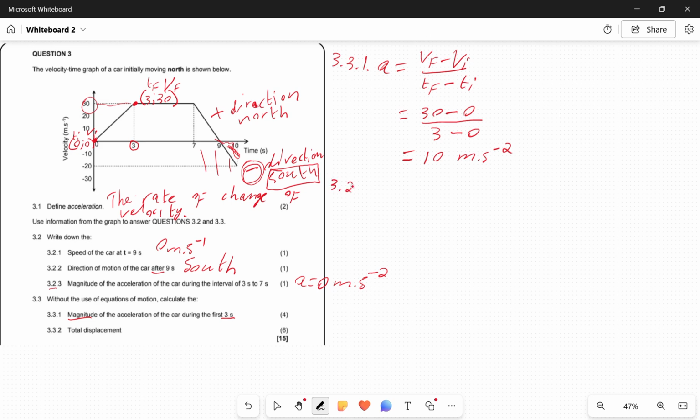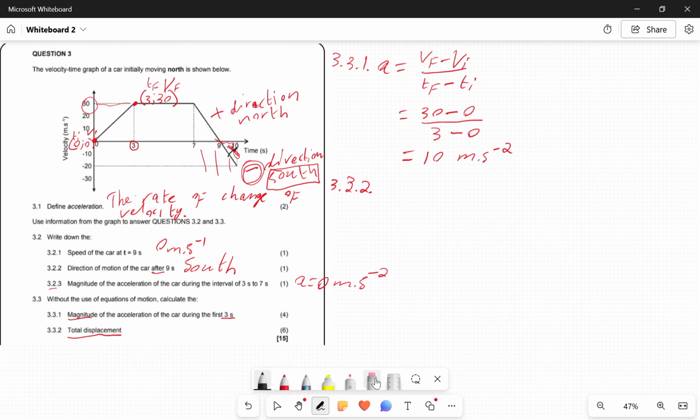to 3.2.2. 3.2.2 reads as follows. It says we have to find the total displacement. How do we find our total displacement, guys? Well, we have to find the area of our graph. That's how we are finding our displacement, by looking for the area of our graph.